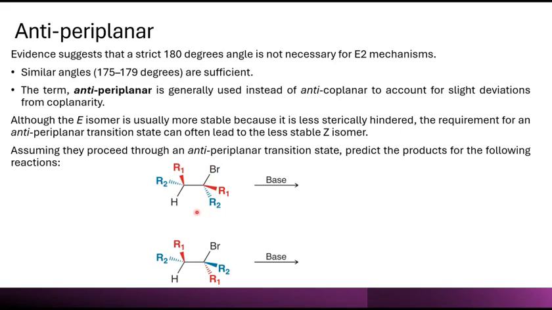In our first example, R1 and R1 are going to be on the same side. R2 and R2 will be on the same side. With our second reaction, R1 and R2, because they're the bold wedges, are going to be on the same side. R2 and R1 here with the hashed wedges are going to also be on the same side. So we go, R1 and R1 on the same side with the first one, and with the second one, R1 and R2 on the same side.